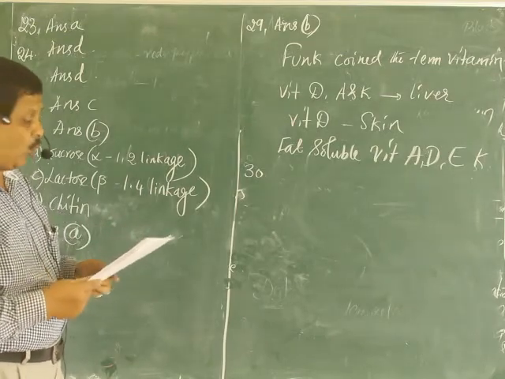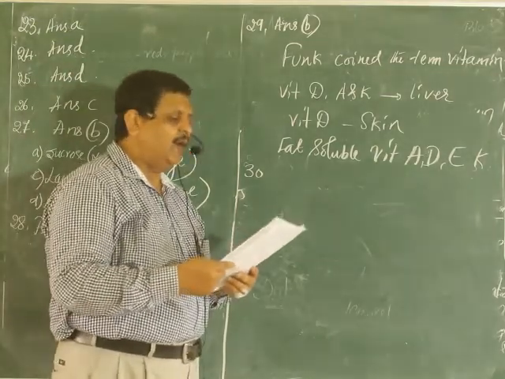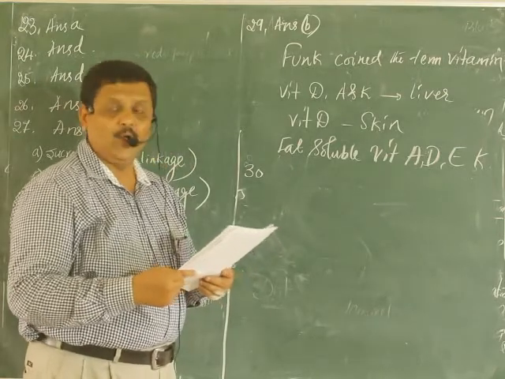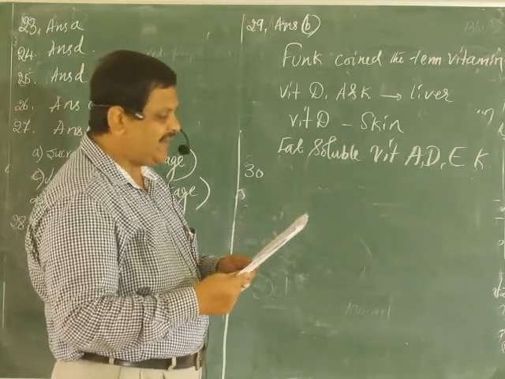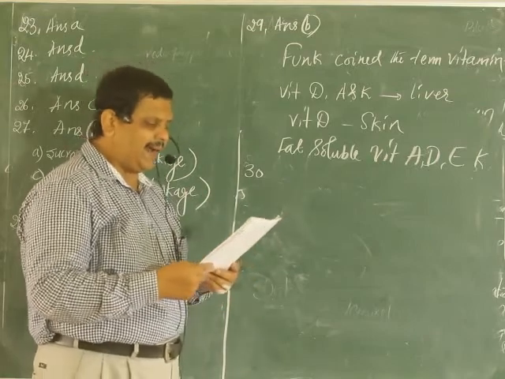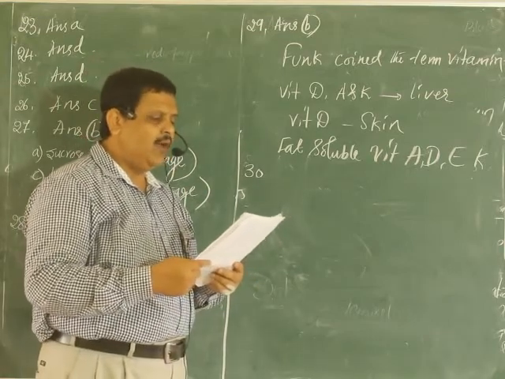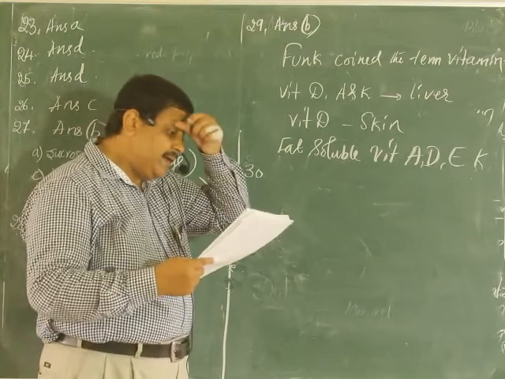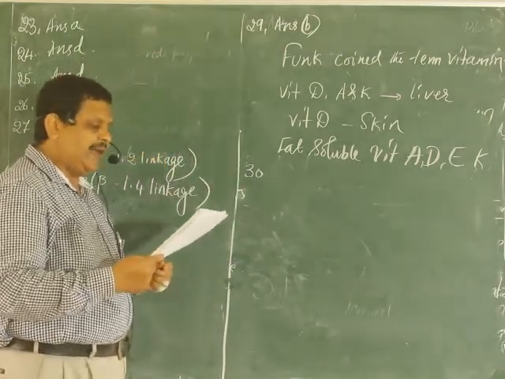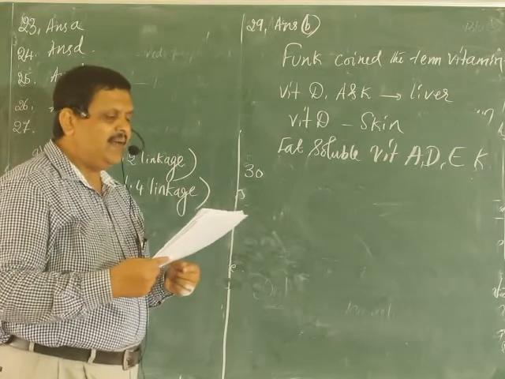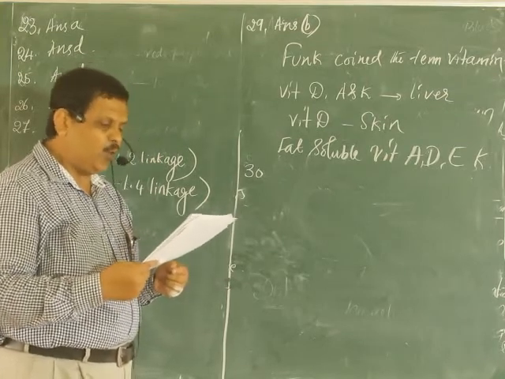So, option A, oleic acid, palmitic acid, linoleic acid, arachidonic acid. Option B, oleic acid, linoleic acid, stearic acid, arachidonic acid. Option C, oleic acid, palmitic acid, stearic acid, arachidonic acid. Option D, oleic acid, linoleic acid, linolenic acid, arachidonic acid.